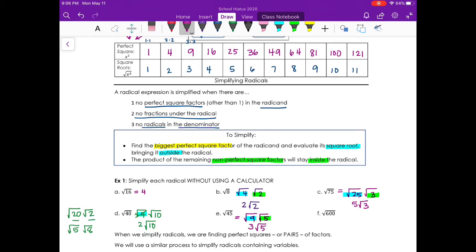And finally, we have square root of 600. It's pretty clear that 600 could be divided by 100. 600 is 100 times 6, and so my perfect square factor is 100, and the square root of that is 10, and my non-perfect square factor is 6, and so that will stay inside the radical.